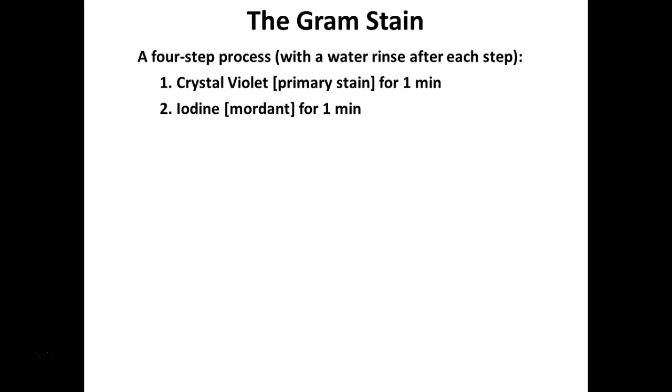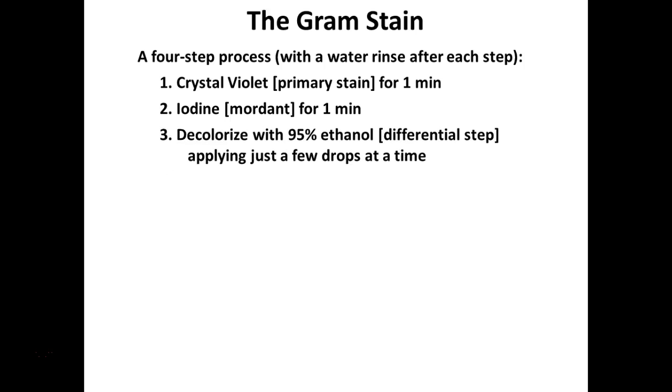This is a mordant. This adheres to the crystal violet, and we'll talk about that as we go through the specific molecular steps of this procedure. So again, 1 minute, rinse with water, right? Tip your slide, rinse. The next step is decolorization, which we use 95% ethanol for this step. And this is the tough step. This is the differential step. This is where we're going to be removing color from one group of organisms and not the other. This needs to be done drop-wise until it just starts to go from dark purple, the drops, to light purple.